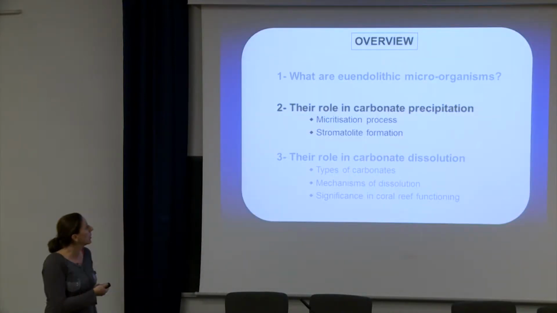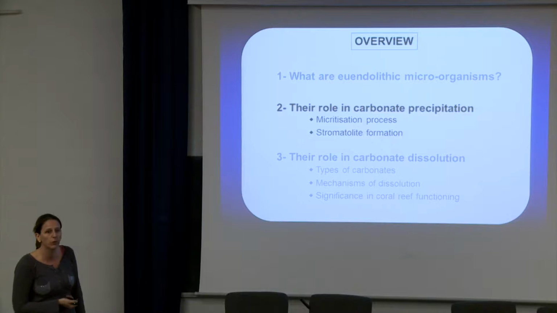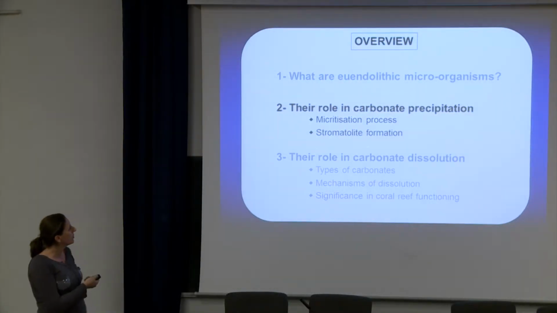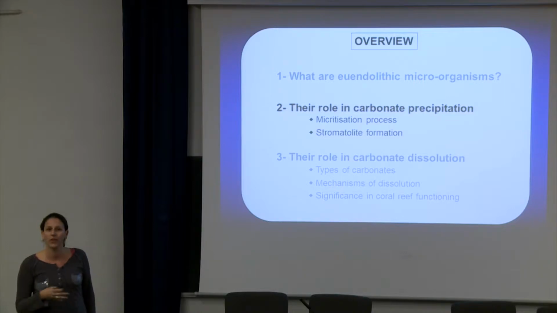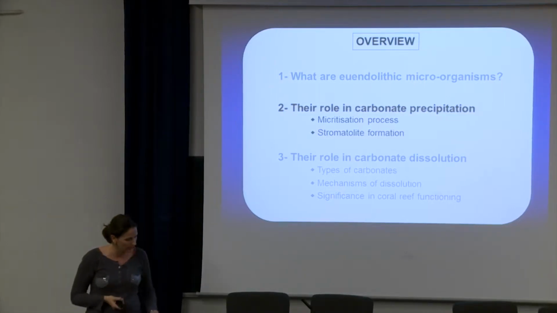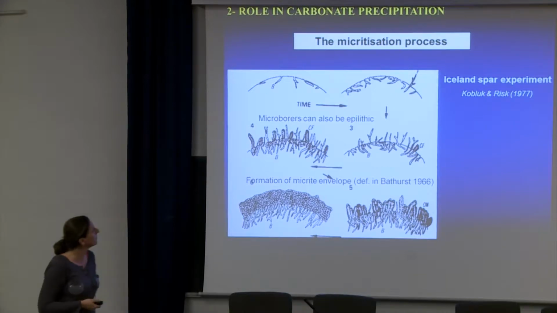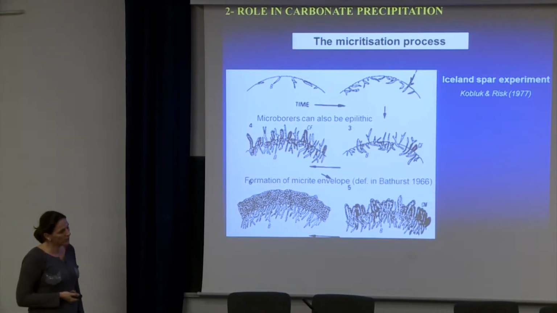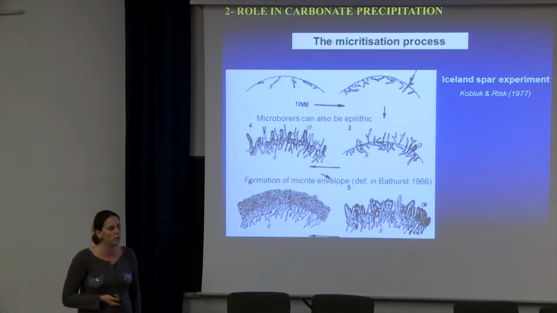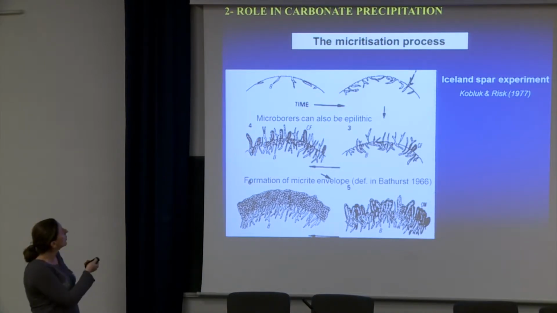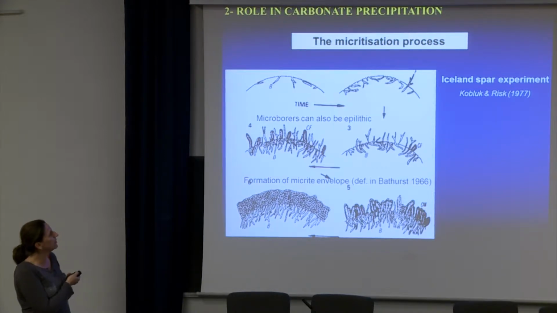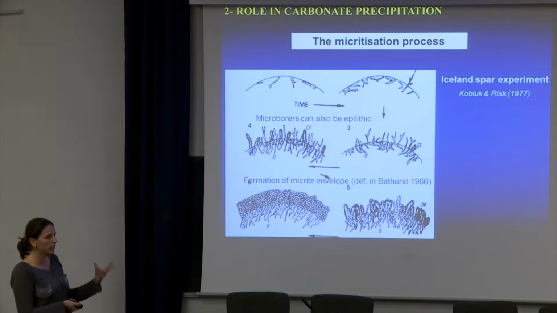So let's see what their role is in carbonate precipitation, with the process of micritization, and a special case with stromatolite formation. And thanks to the previous speaker, because that's really nicely tied together. In the 70s, Kobluk and Risk carried out an experiment with Iceland spar to get colonization by natural communities of euendoliths and see what was going on at the surface. Those endoliths were entering into the Iceland spar crystals, and they were euendolithic, but they were also partly epilithic, sticking out of the substrate.